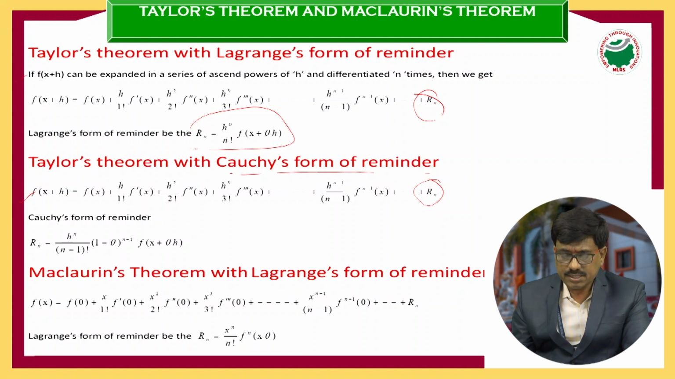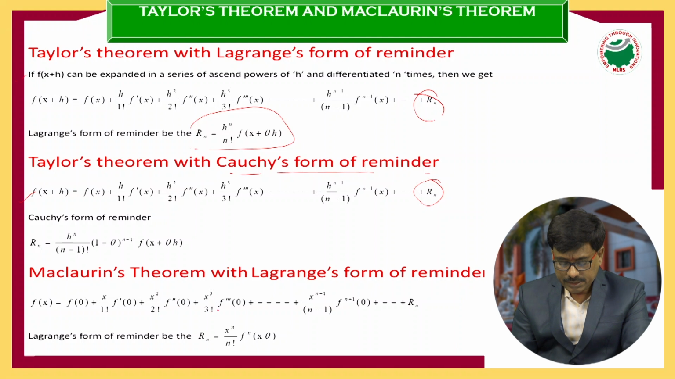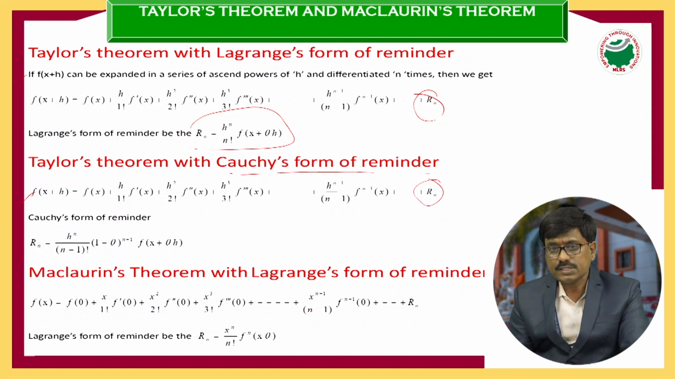Similarly, Maclaurin's theorem in the form of Cauchy's remainder. Let us take the Maclaurin series: f(x) = f(0) + x/1! f'(0) + x^2/2! f''(0) + x^3/3! f'''(0) + and so on up to x^(n-1)/(n-1)! f^(n-1)(0), plus we add some remainder value.